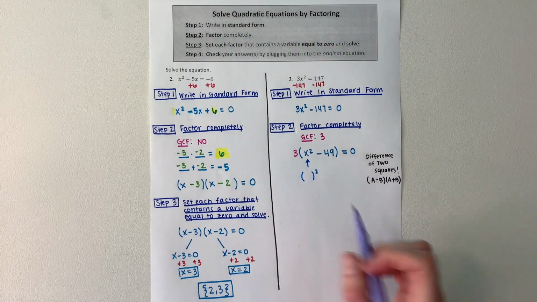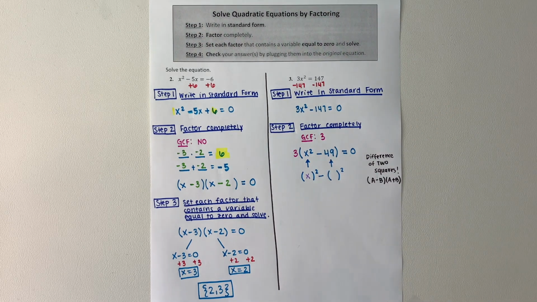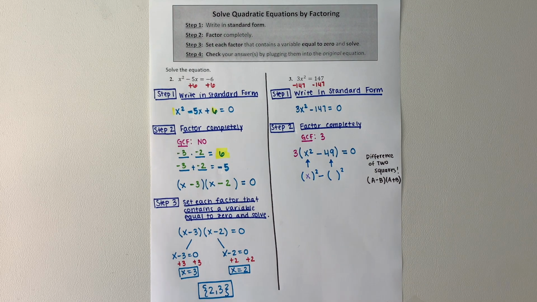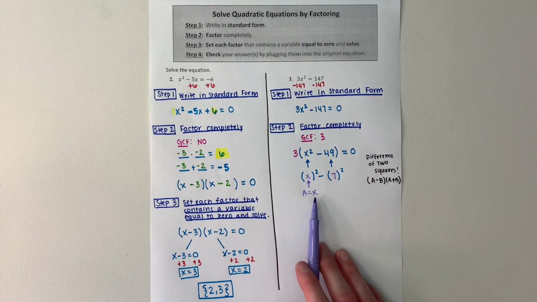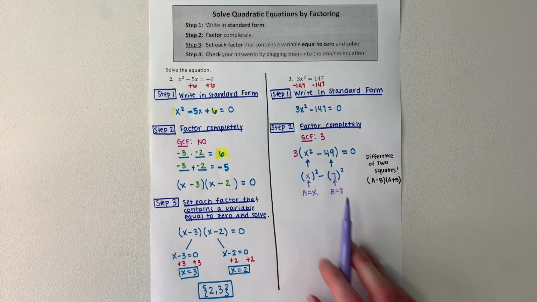X squared can be rewritten as the quantity x squared. To find b, I recommend that you rewrite 49 as some quantity squared. 49 can be rewritten as 7 squared. The quantity inside these first parentheses in light purple here is our a, so a is equal to x. And the quantity inside these second parentheses here in light purple is b, so b is equal to 7.